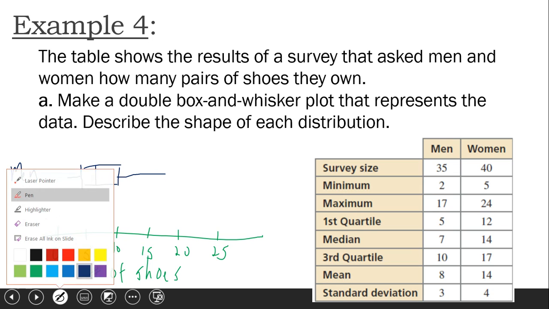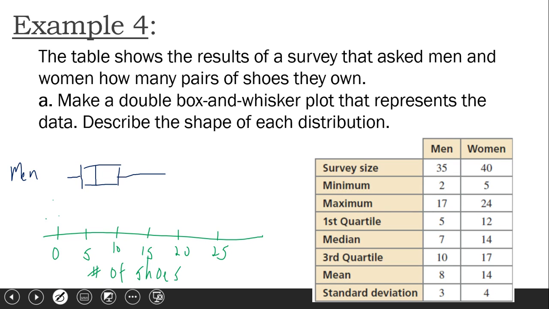And then for the women, I'm going to draw in red. Let me draw my center box in first. So Q1 is 12, and Q3 is 17. Median is 14. And we're going up to 24 and down to 5.